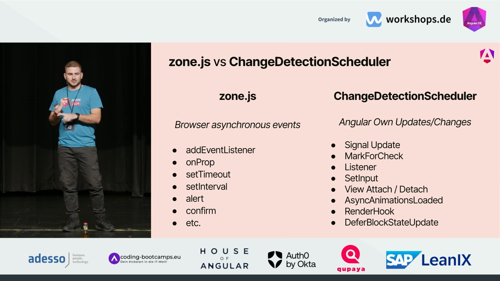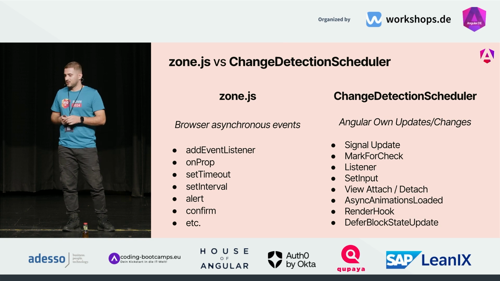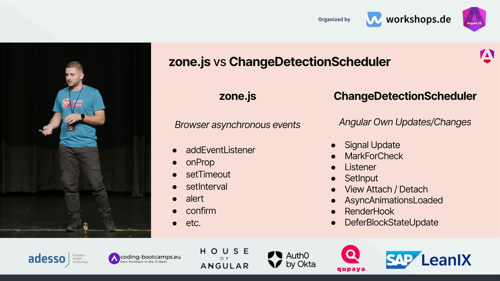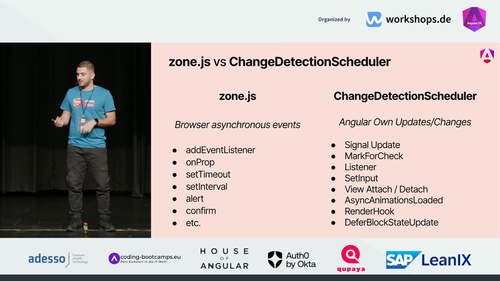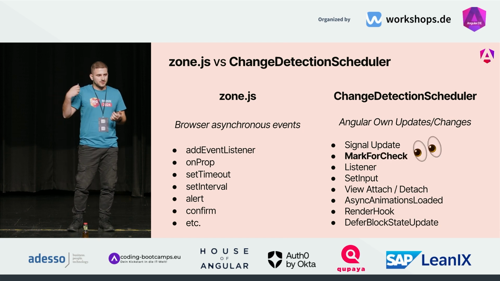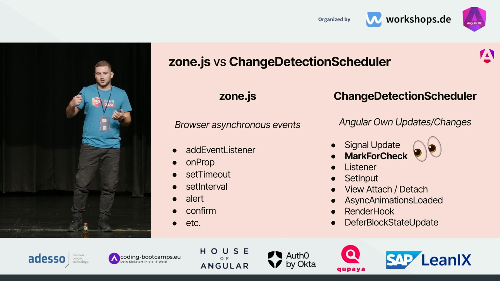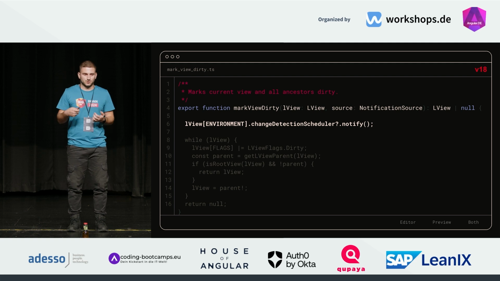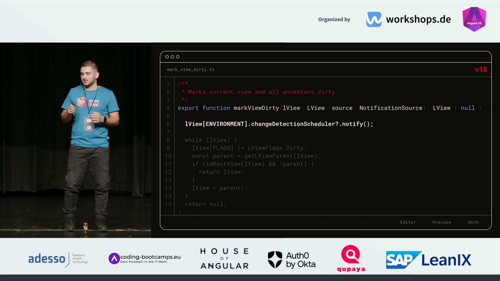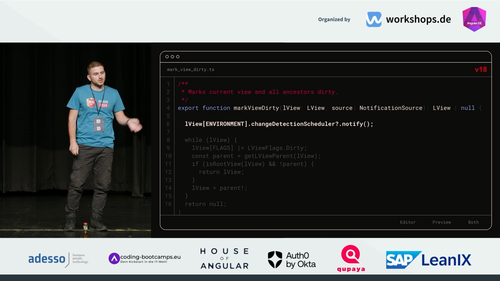So things like a signal update, a listener, so a click listener or any kind of listener. We have set input, when we attach a view, when we detach. Anytime we have animations that are loaded, or render hooks, after next render or after render, defer block state updates. And then we have this thing called mark for check. This means that in V18, if you use mark for check, you're not just dirty marking, but you're also scheduling a new change detection. And this is how mark view dirty looks under the hood now. So basically, it says, change detection scheduler, please get notified because I want to run change detection at some point, whenever you want.